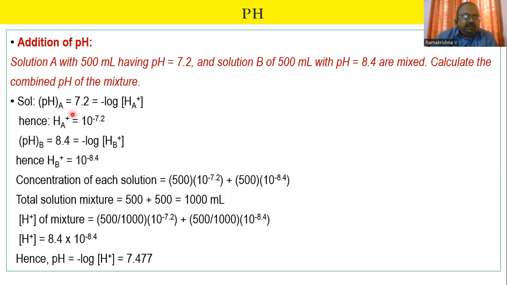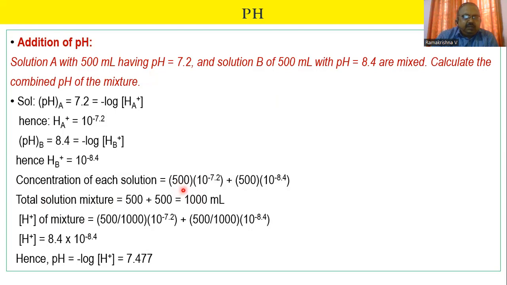pHA is equal to 7.2, which is nothing but minus log HA plus. This is 10 base common logarithm. So HA plus is equal to 10 to the power of minus 7.2. Similarly, HB plus is equal to 10 to the power of minus 8.4. Now, when you're combining these two, the total volume is 500 ml plus 500 ml, which is 1000 ml. So the concentration of each is with respect to that particular volume of the sample.